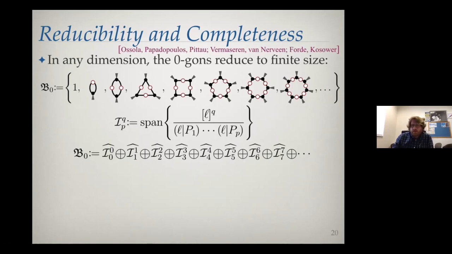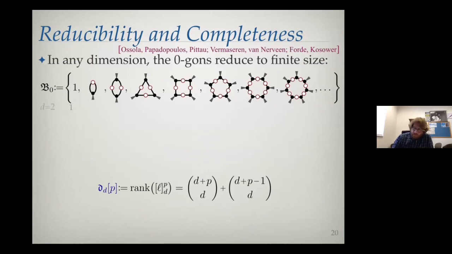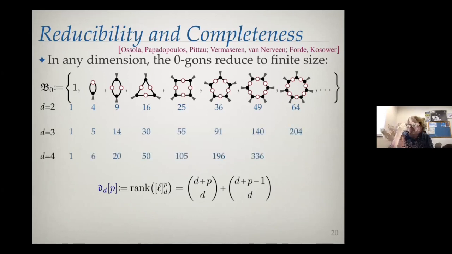And to do that, we just need to follow our nose more or less. So the rank of these spaces of numerators for a given p-gon in D dimensions is just the sum of these binomial coefficients. And if we wanted to talk about removing the complementary spaces, here are the total ranks in various dimensions. So we have 2 dimensions, 3 dimensions. These are the total vector spaces we're talking about.